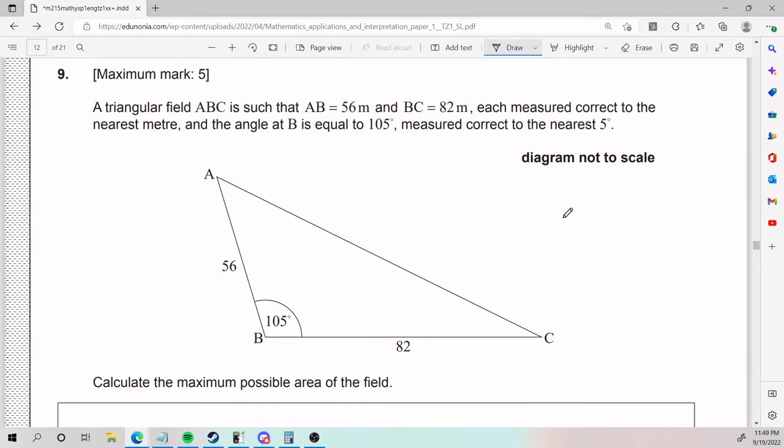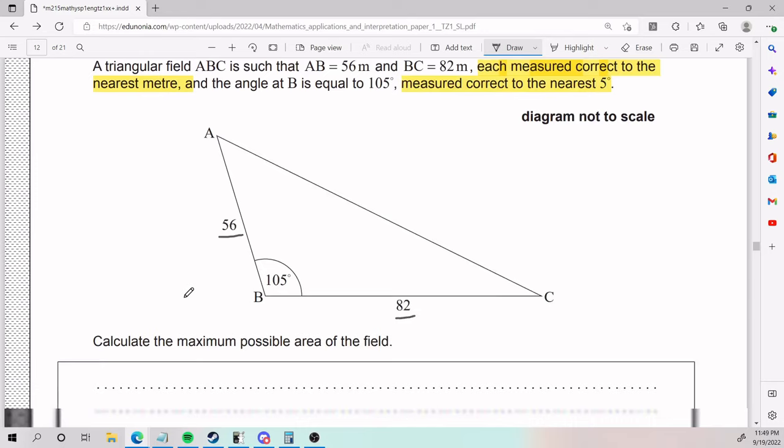All right, for number 9, we have a triangular field ABC such that AB is 56, they put it there, BC is 82, they put it there. Each measured correct to the nearest meter. Important information, actually. And the angle at B is equal to 105, measured correct to the nearest 5 degrees. All this information is super important, we will see why in a second. So they ask us to calculate the maximum possible area of the field.